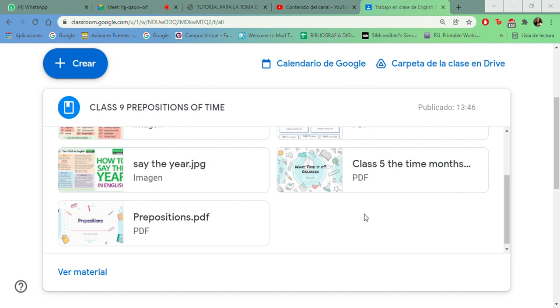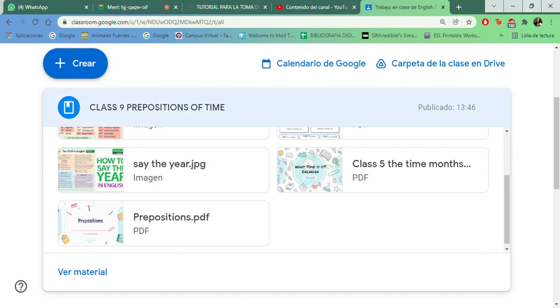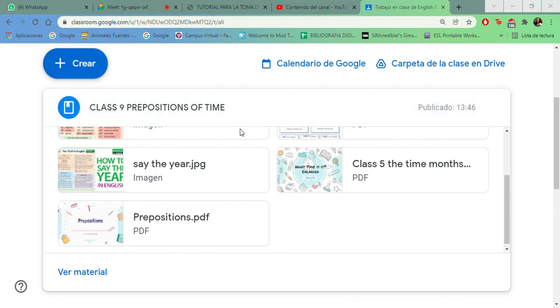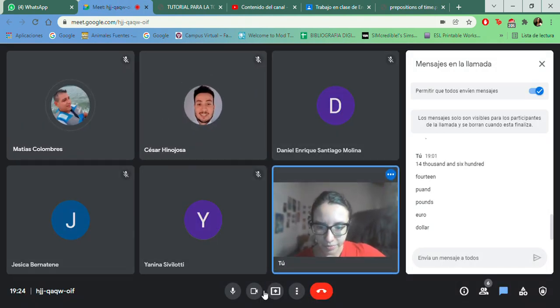Here we have, let me stop sharing because I don't remember exactly where I have it, but there is an exercise on prepositions of time. Let's see, prepositions of time. Where are prepositions of time? Here. In this case, we have an exercise on prepositions of time. Let me show you. I will share the screen again.